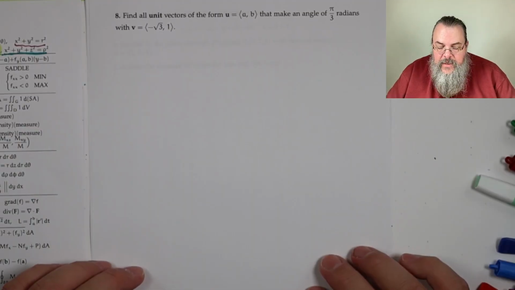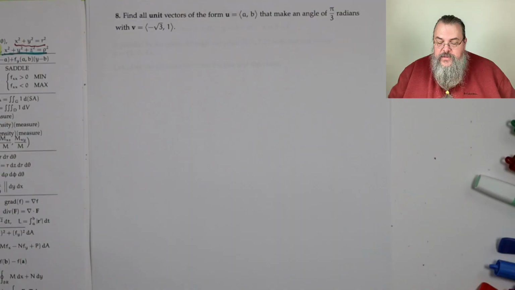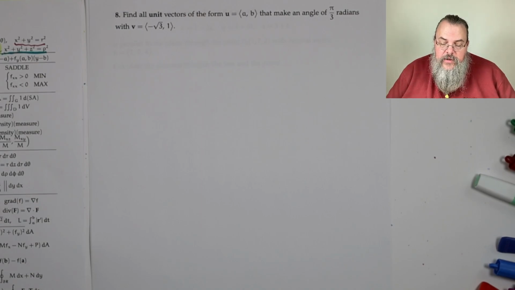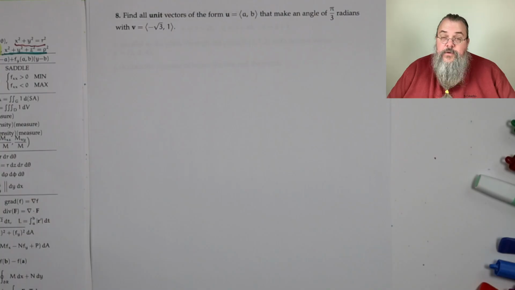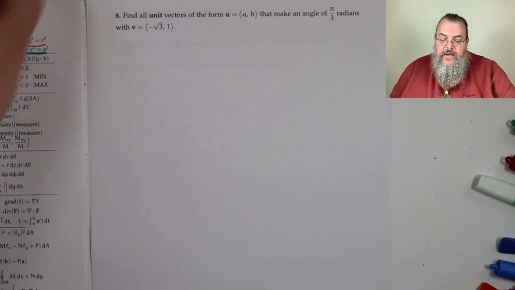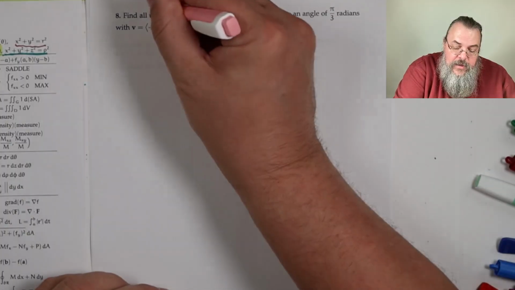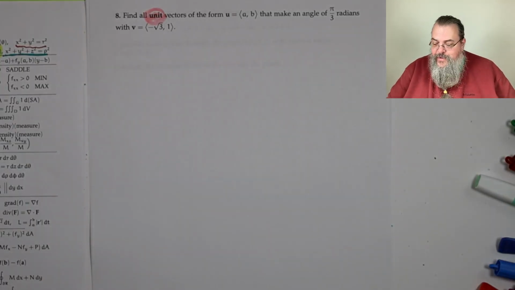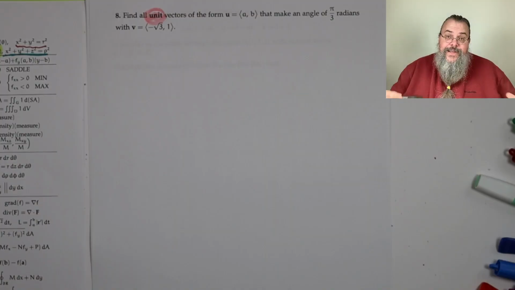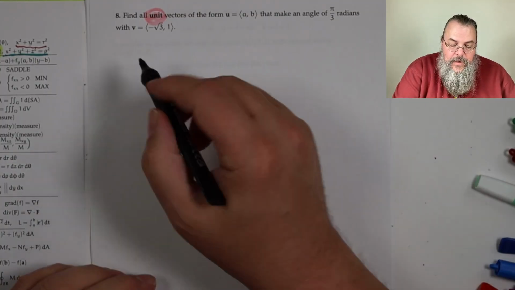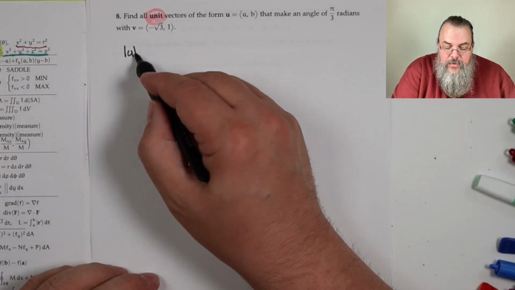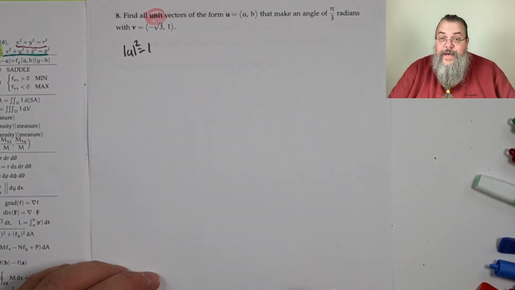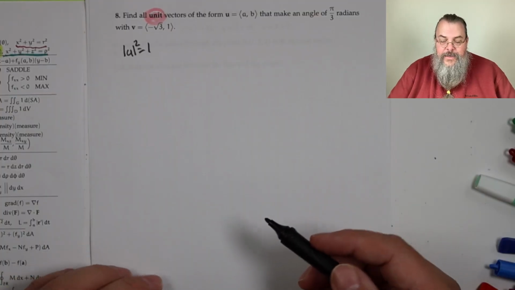Number 8. Find all unit vectors of the form u equals a comma b that make an angle of pi/3 radians with v equals minus root 3 comma 1. Okay, so we have some clues. They even bolded some things for us. Unit, what does unit tell us? Well, unit vector says it has length 1. So the magnitude of u is 1. And I find it easier to square magnitudes when I can. And it turns out if you square 1, you get 1.